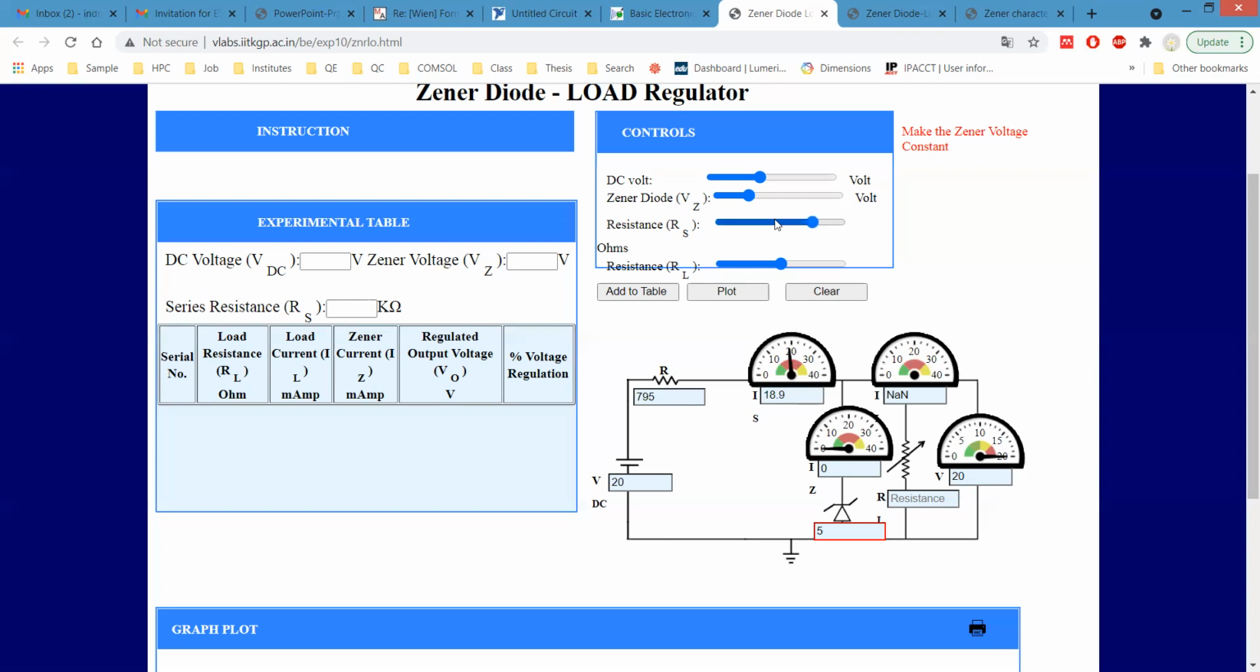Okay, then 500 ohms. Okay, 5 ohms, and now we are going to vary the load resistance. So let's say initially our load is 20 ohms. Add the values to the table. So our DC voltage is 20 volt, Zener voltage is 5, and that series resistance is 505 ohms. Now change the RL value slowly and add all these data points to the table.